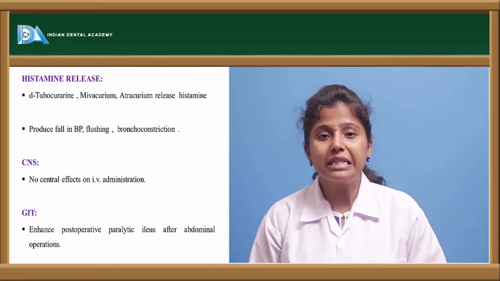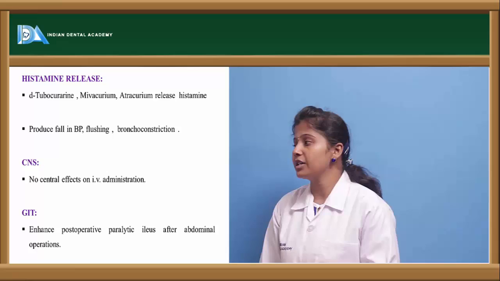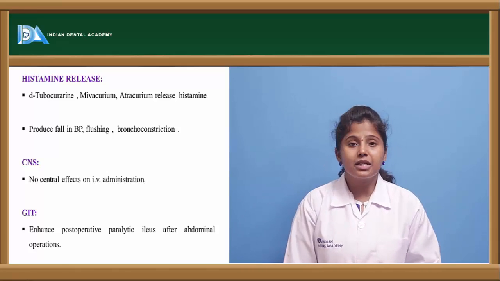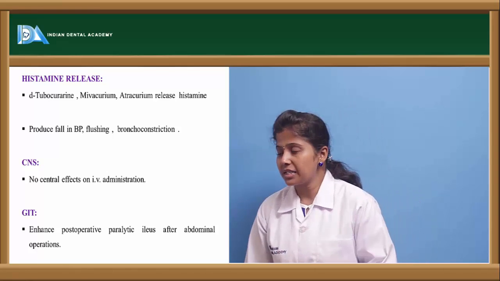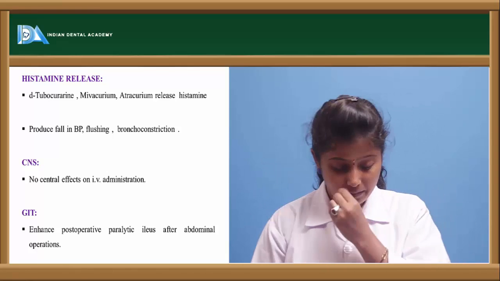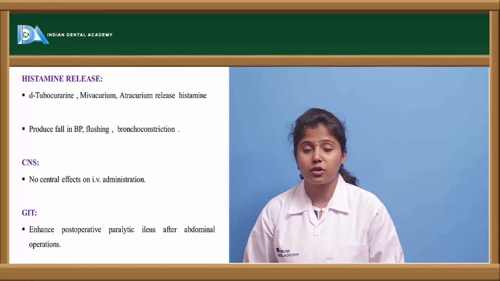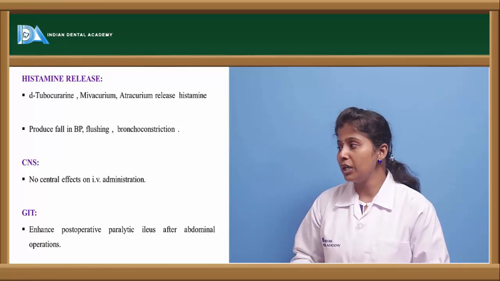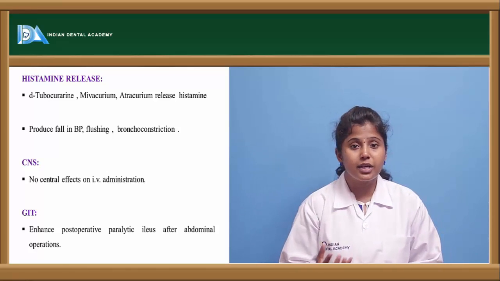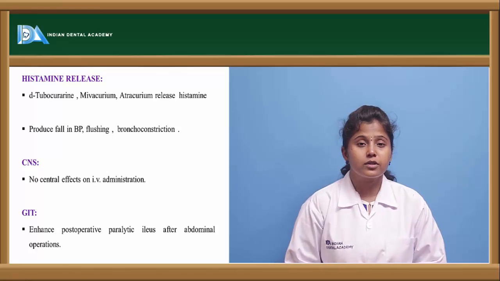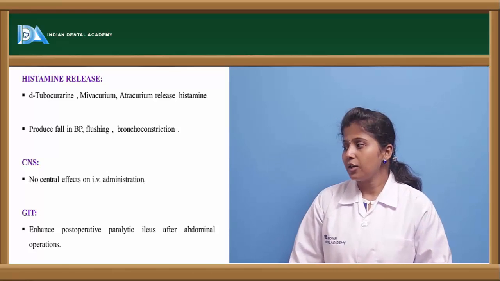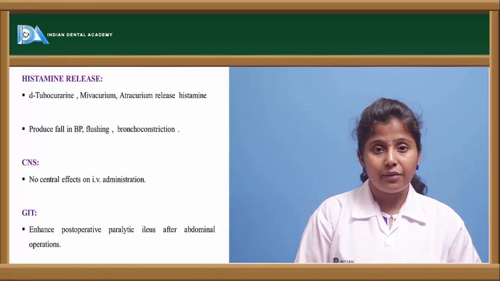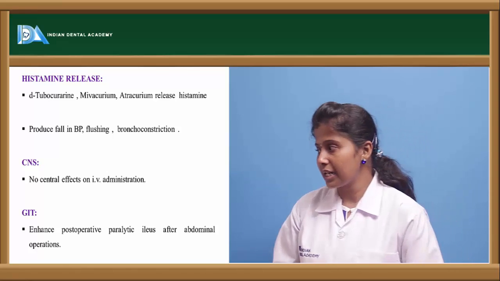Histamine release. Histamine is released because of drugs like D-tubocurarine, mivacurium, atracurium. These are the drugs which release histamine from the mast cells. Because of the release of histamine, there occur some sort of allergic reactions in the body, and these drugs may also produce a fall in blood pressure. There occurs flushing and bronchoconstriction because of the release of histamine. And on the CNS, there are no marked effects if it is given through the IV route.